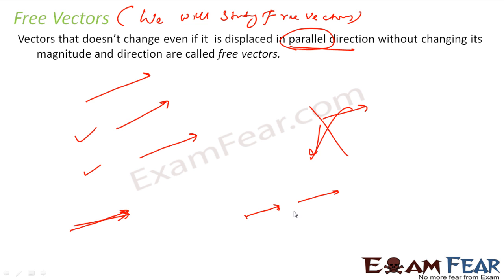In this case, the magnitude is the same. For example, suppose this is 9 units. This one is also 9. And the direction is the same. For example, this makes 30 degrees with the x-axis, and this one also makes 30 degrees with the x-axis. So both have the same magnitude and direction, so both are actually the same. The kind of vectors which remain the same if you move them parallelly without changing magnitude are called free vectors, and we will deal only with those.